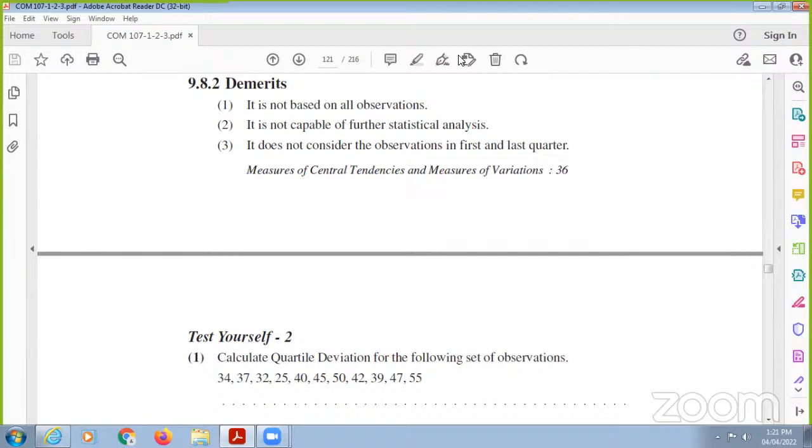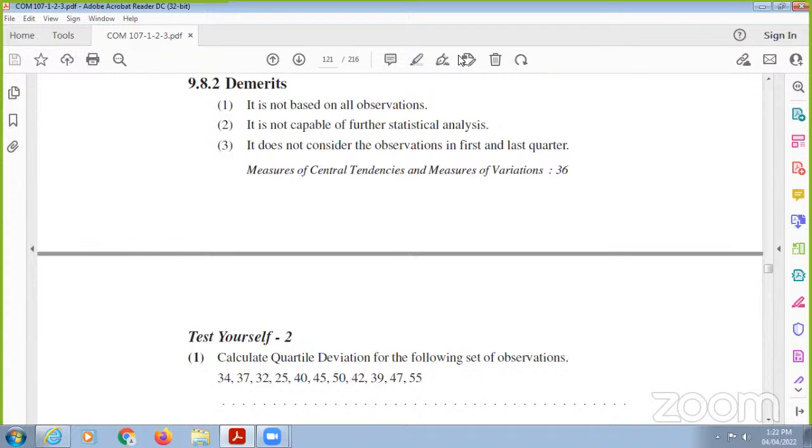Now quartile 1 is equal to, the formula is (n plus 1) upon 4 th observation. Here the total number is 11. So 11 plus 1 upon 4, that means 12 divided by 4, is the third observation. And the third observation here is 34. So quartile 1 is 34.